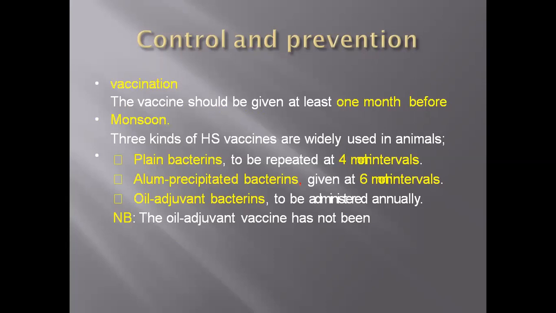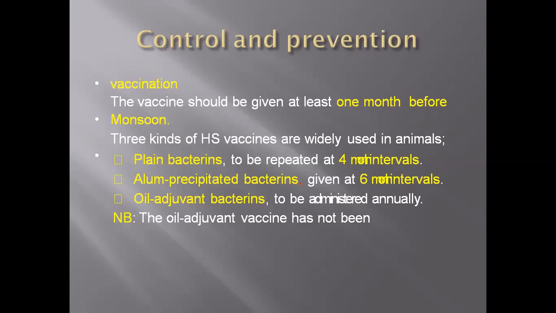Now we come to another most important part of this lecture, that is the control and vaccination. Control and prevention is mainly done by vaccination. So the vaccines are available in our country. Most of the time we use the killed vaccines. The vaccine should be given at least 1 month before the monsoon season.